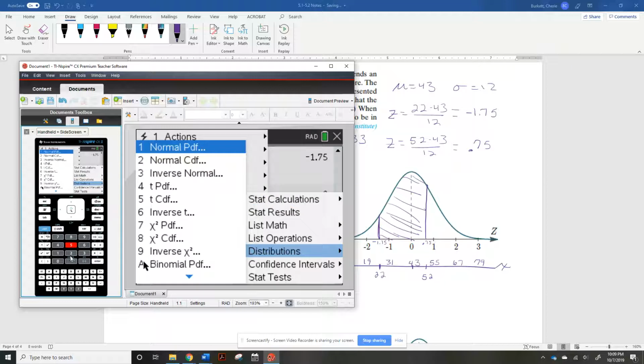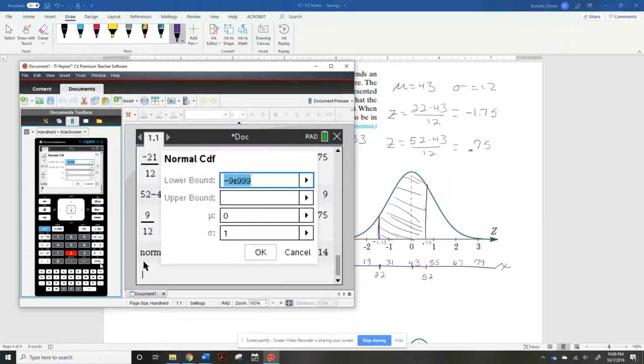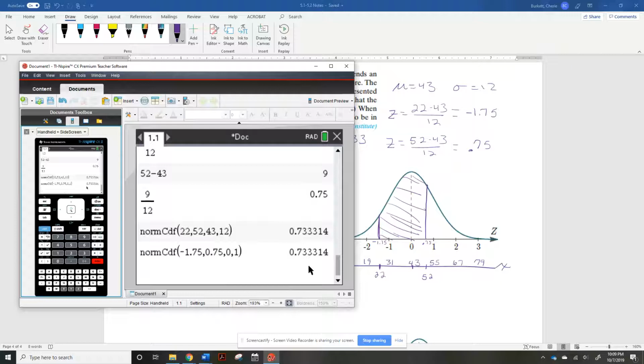If I do the same thing using the Z values, menu 652, it starts at negative 1.75. It stops at 0.75. The mean and the standard deviation are 0 and 1. Press enter. I get the exact same answer.